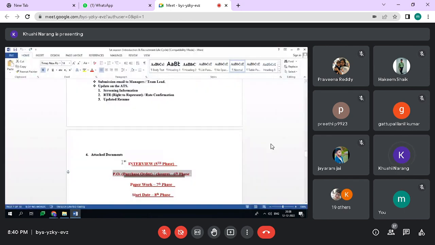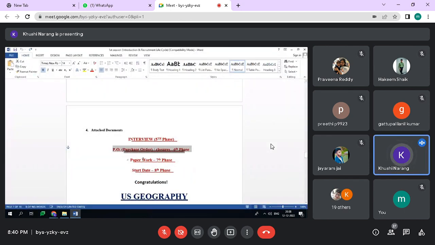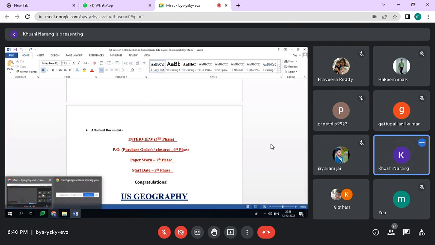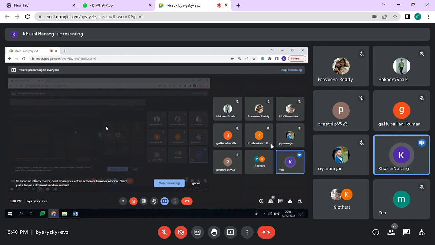All right. So the seventh and eighth phase will be paperwork and start date. Clear? Any doubt as of now? We have just covered 3 to 4 topics. First is the difference between implementation partner and direct client. Second is the type of employments. Third, how staffing companies are earning money. And fourth is the recruitment life cycle. Any doubt in these four topics?